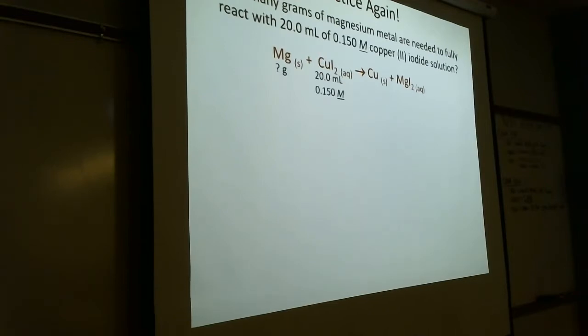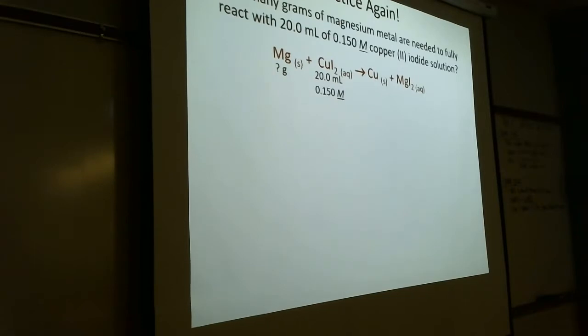Okay, so now we're looking for number of grams. So if I have this solution with this molarity and this volume, how many grams of the solid should I add to that solution to completely consume each other? Right? That's what I'm asking here.